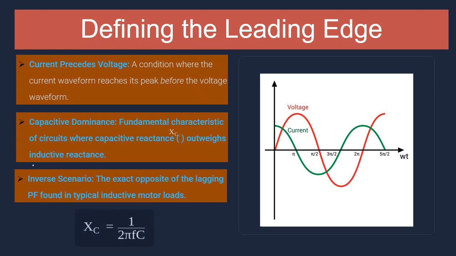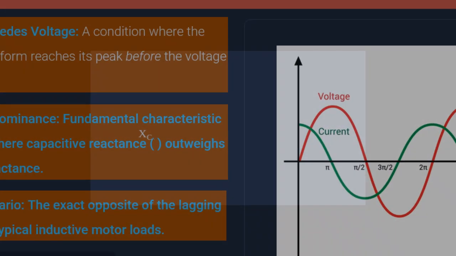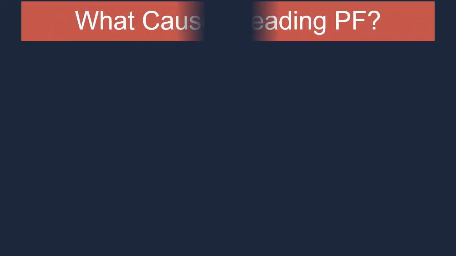Essentially, a leading power factor is the inverse scenario of the more common lagging power factor caused by motors and induction equipment. What causes leading PF? A net capacitive load can arise from several sources.